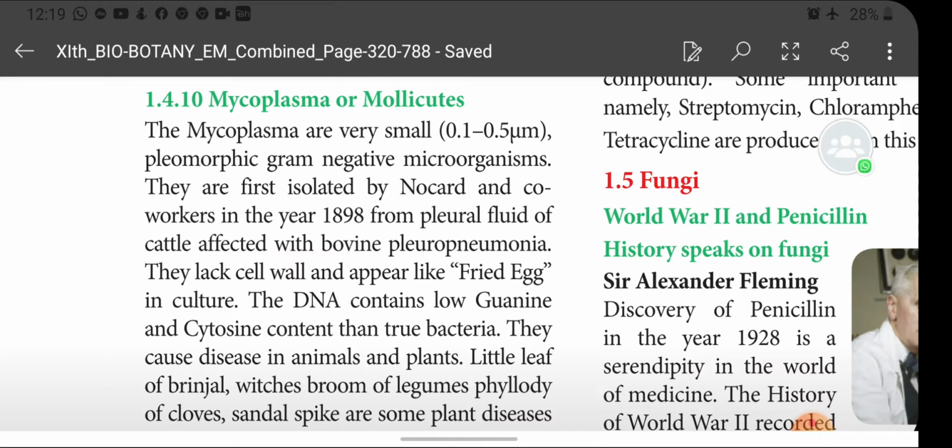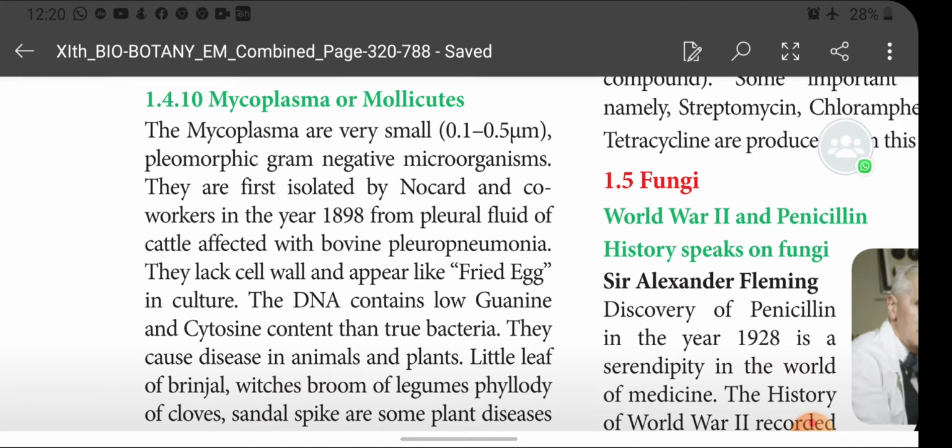Children, I have planned to go a little bit fast for you. Please cope up. Some of the topics I'll skip, as they will be very easy and you can learn them by yourself. Those topics I'll skip and I'll ask you to learn. Please cope up and do it. And let's start with mycoplasma today.